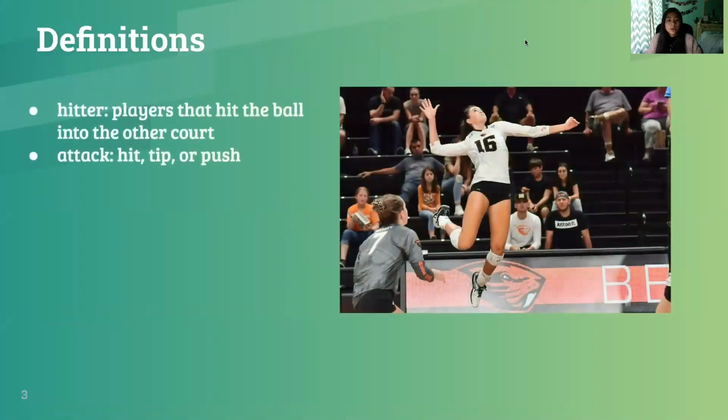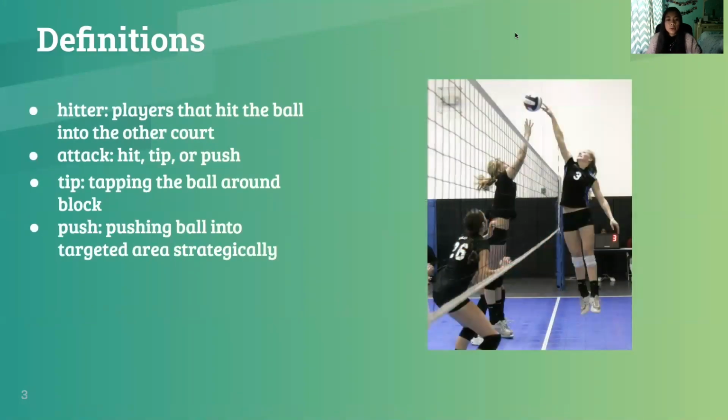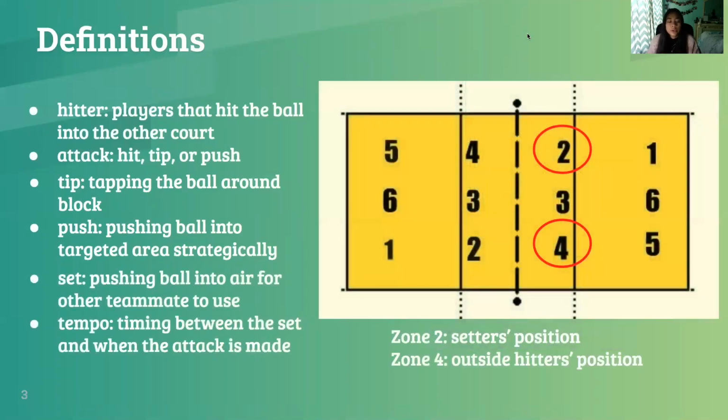Hitters can be any player that hits the ball into the other court, but are typically the ones that are closer to the net. An attack is what the hitters perform on offense as either a hit, tip, or push. A hit is forcefully swinging at the ball into the other court. A tip is using one hand to lightly tap the ball around the block. A push is using two hands to forcefully push the ball into a targeted area strategically to avoid a block. A set is pushing the ball into the air for other teammates to use to attack.